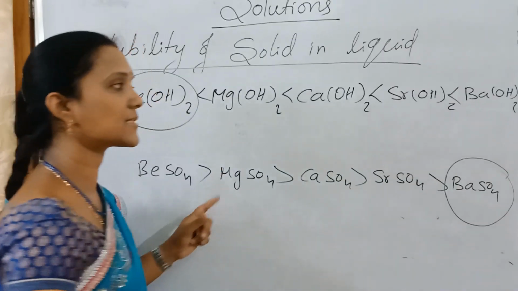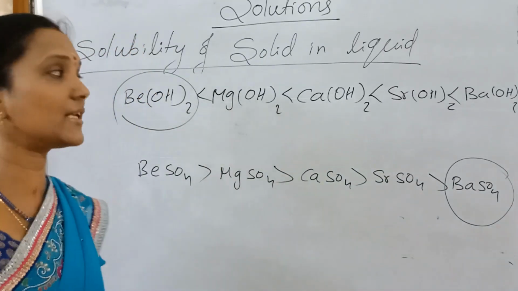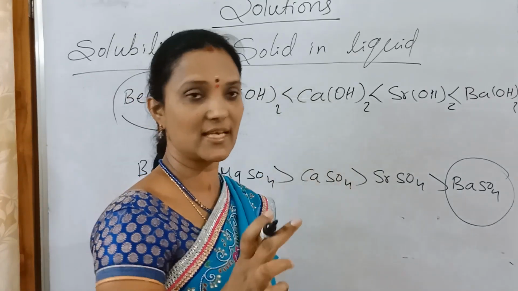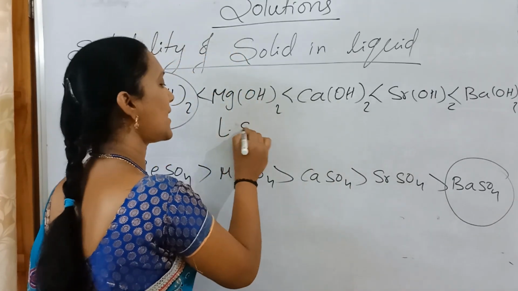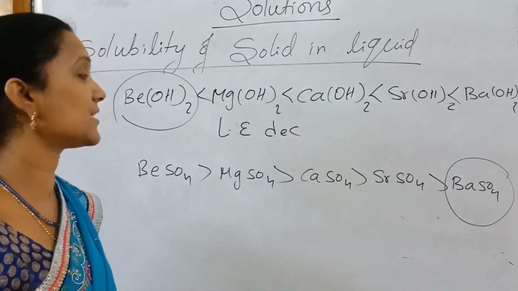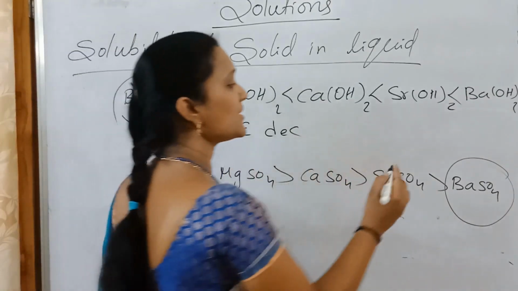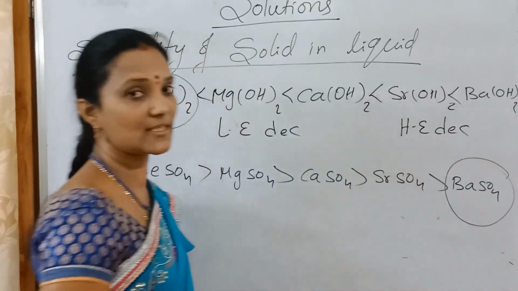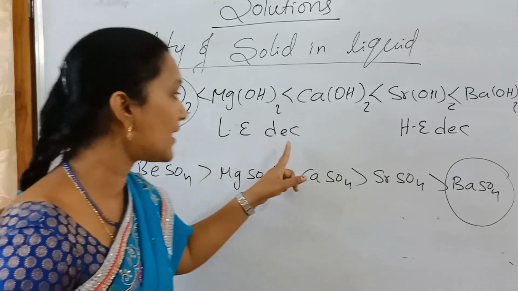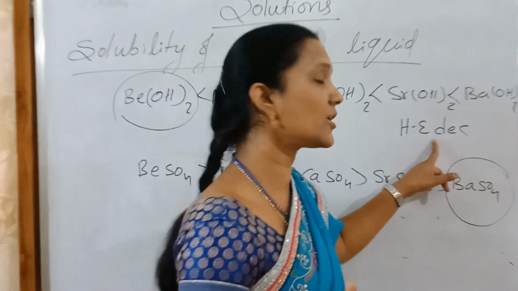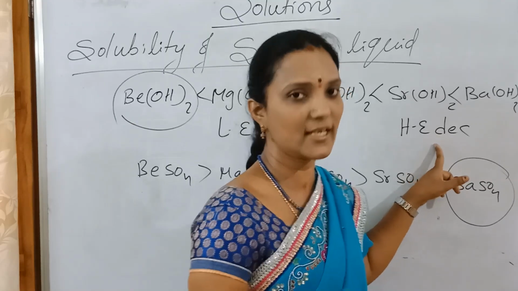So in hydroxides, down the group solubility increases. What happens here? Down the group size increases. Size increases, lattice energy decreases. Size increases, hydration energy decreases. Lattice energy decreases, so solubility increases. Hydration energy decreases, so solubility decreases.